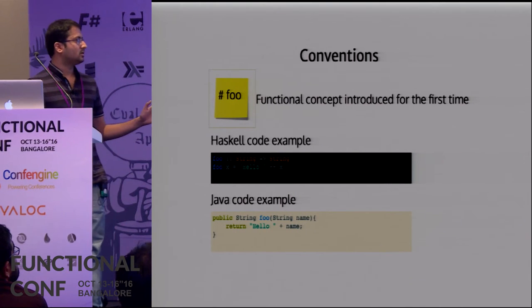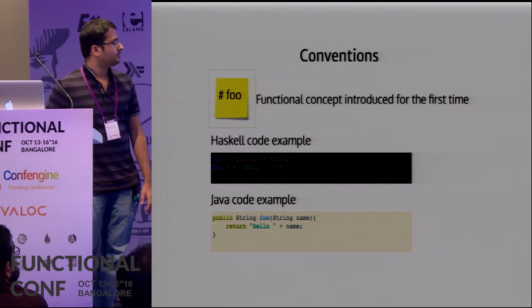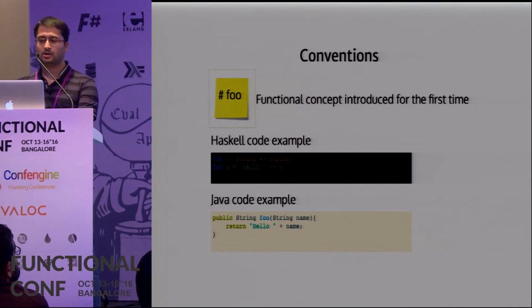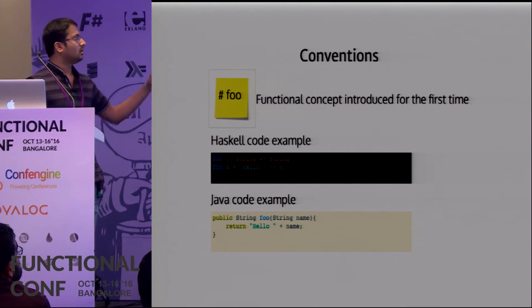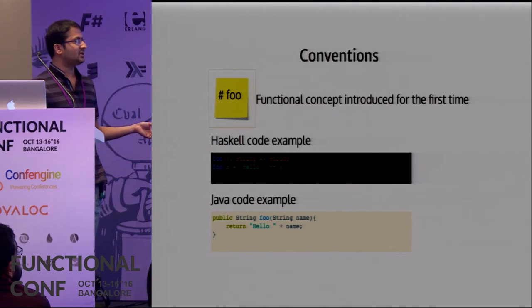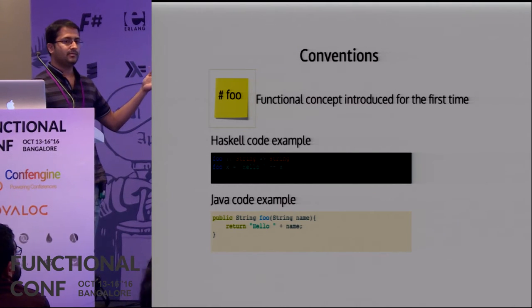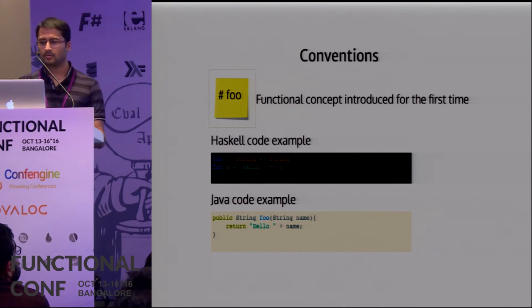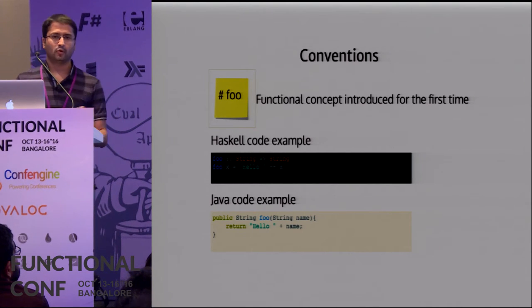I'll be using these conventions throughout the talk. I'll just do something to fix the Haskell code, which is not visible here. So the conventions will be anytime a functional concept is used or introduced in the slides for the first time, you'll be seeing this yellow sticky. Any Haskell code example that I talk about will be in this theme, and any Java code example that I show will be in this theme. I'll just fix the code in a minute and get back.